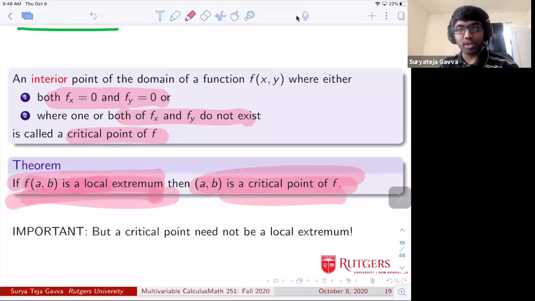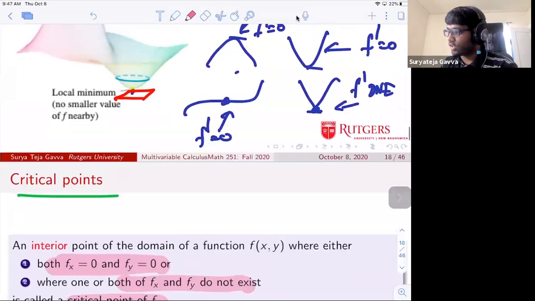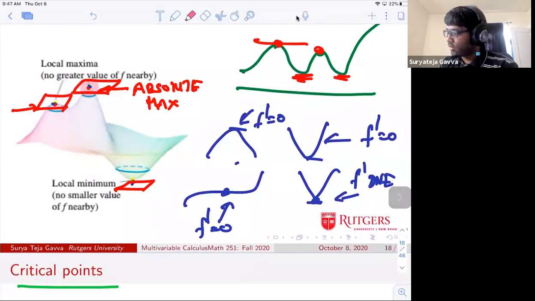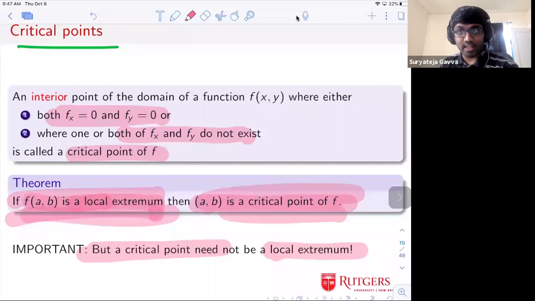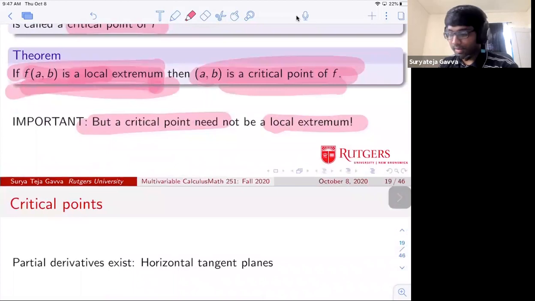Okay, it's quite similar to the one variable. If it's a max or min, it will definitely be a critical point. Okay, but the point is that it doesn't mean that the critical point has to be a local extremum. It's not the other way. Max or min will be a critical point, but it doesn't mean that the critical point will be a max or min, just like we saw here. A max or min will be a critical point, but there could be cases where it need not be a max or min, but it's still a critical point, something like this. So that will happen even in 2 dimensions. So let's see.